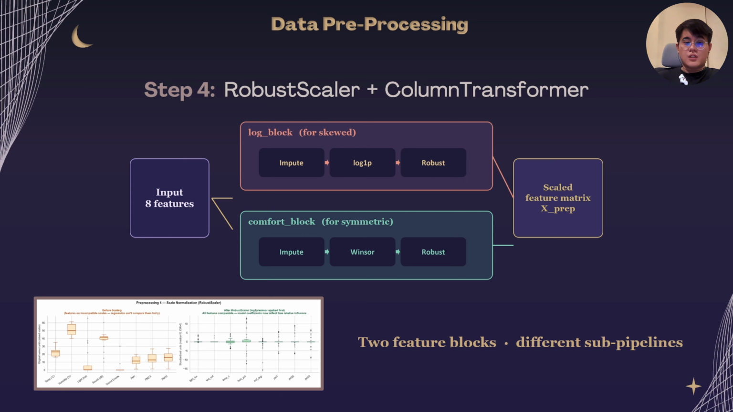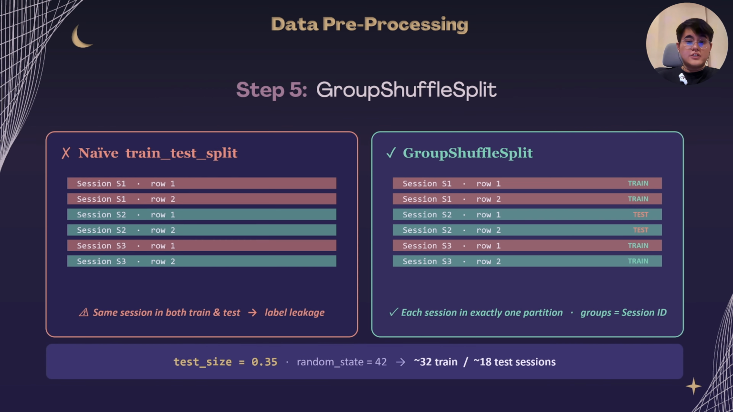A random split on the raw sensor table of 842 rows could place readings from the same sleep night in both train and test. We use GroupShuffleSplit with session ID as the grouping key. Every session lands in exactly one partition. This gives us approximately 32 training sessions and 18 test sessions.